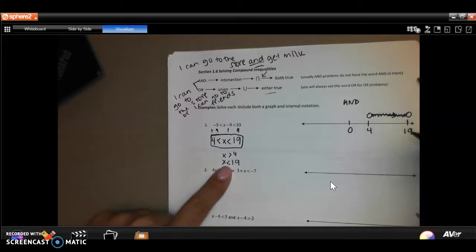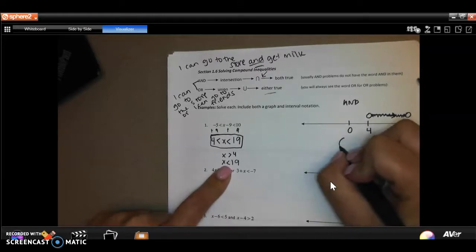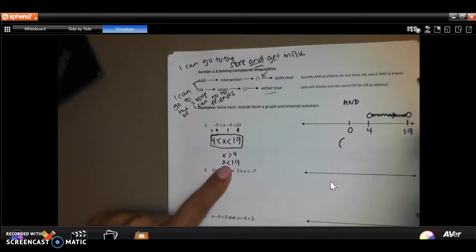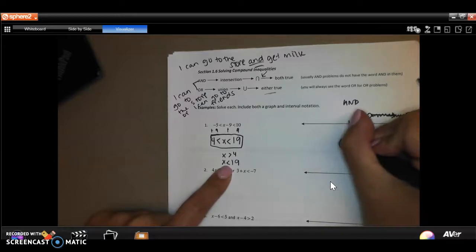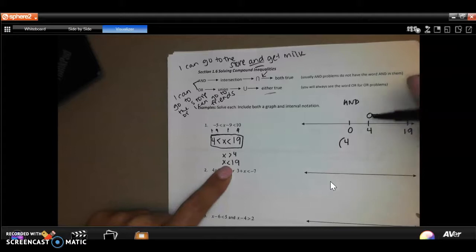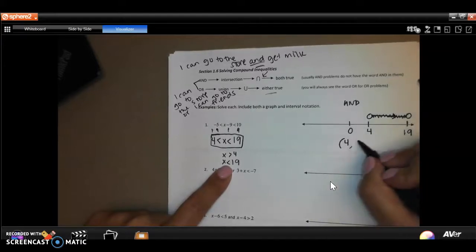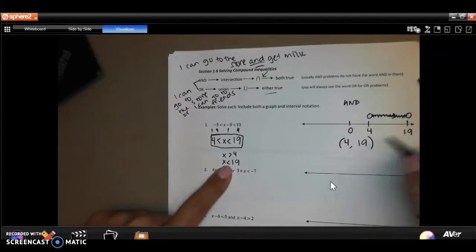Okay, so we are going to go ahead and do our interval notation. The lowest it can possibly be is going to be close to 4, but does not hit 4 because it's not shaded. It does not include 4. All right, the highest it can be is 19, and we're going to do a parentheses because it does not hit 19. All right, so any numbers in here make the statement true.